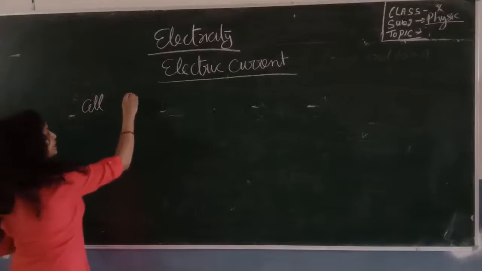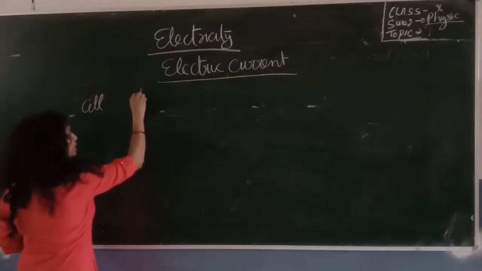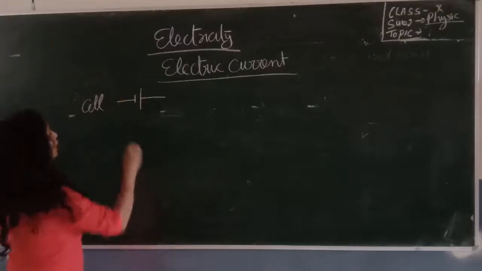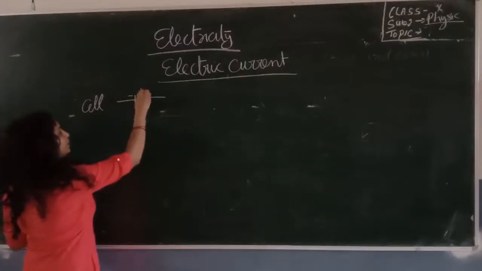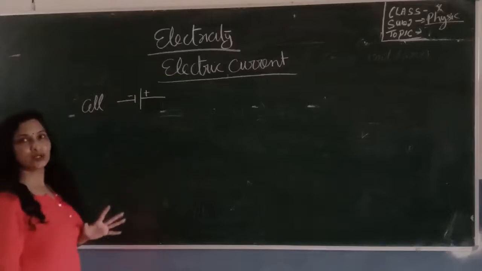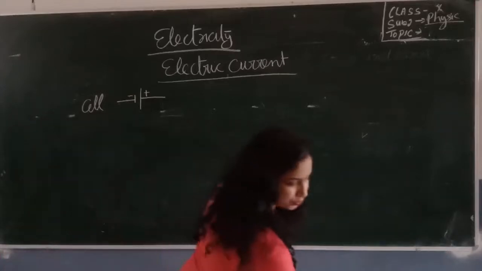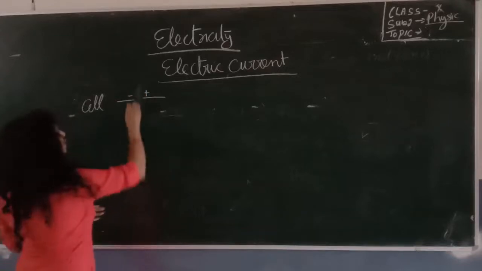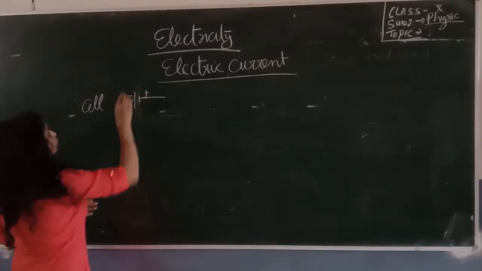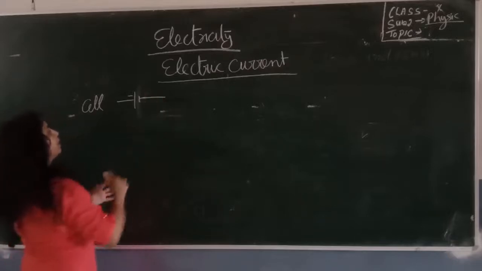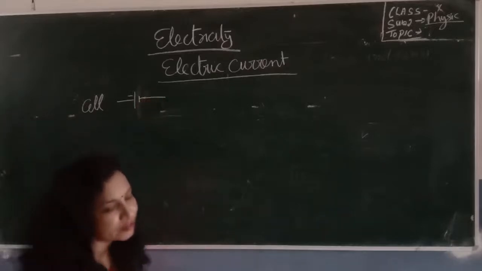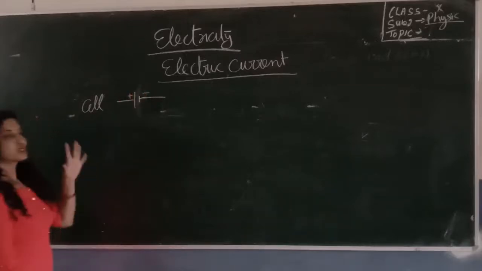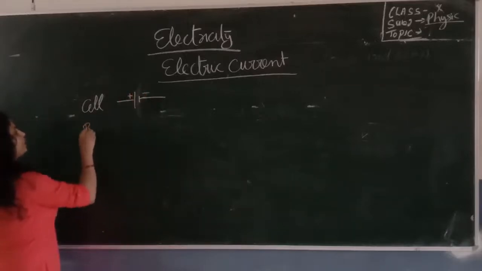We represent the cell by a small and a large line like this. This small line represents the negative terminal of the battery and this one is the positive. This is called the cell. I would like to always draw the larger line first and then the smaller. It doesn't matter which part you show as positive and which one is negative. So this looks better. This is the cell.